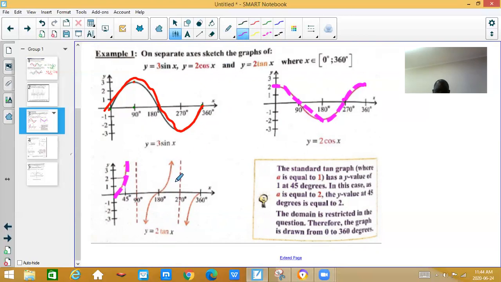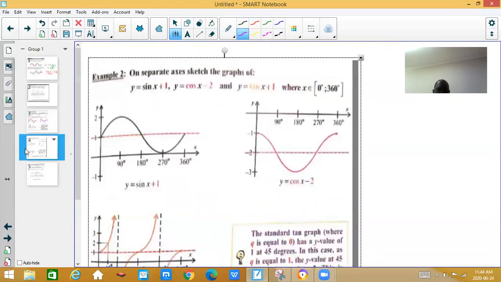Is that clear? Now, the domain is restricted in the question. Therefore, the graph is drawn from 0 to 360. So the domain is restricted, so we cannot go beyond that. Is that clear?